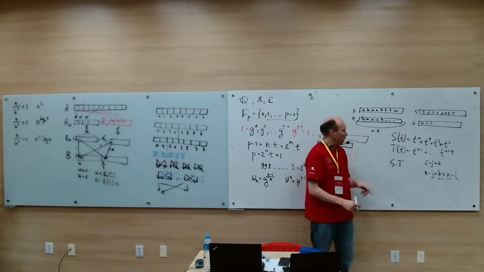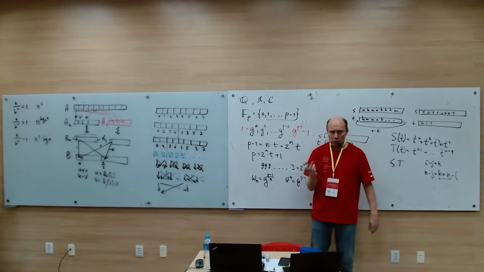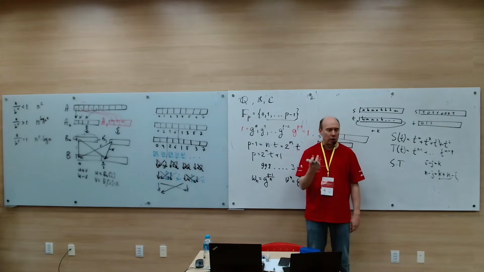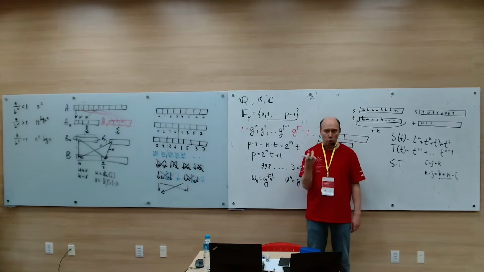So if you multiply S by T, the coefficients starting from the one at the position n are exactly the number of ones that will be matching if you shift by the distance of k. For 0 it will be t to the power of n, for 1 t to the power of n plus 1, and so on.